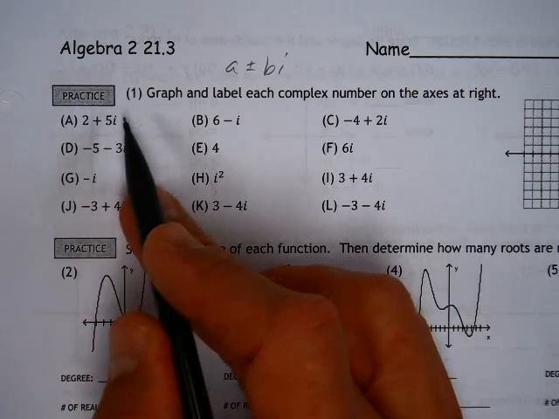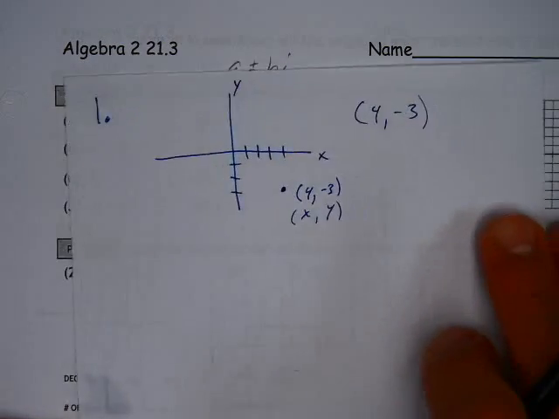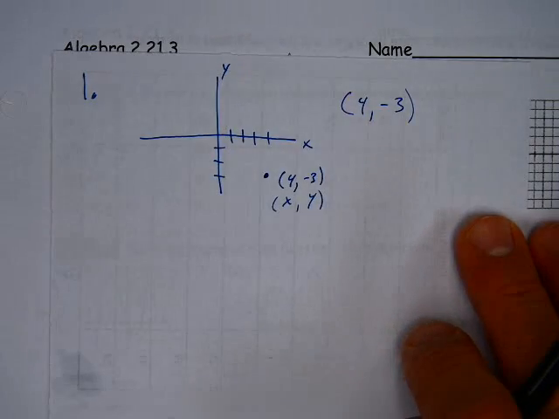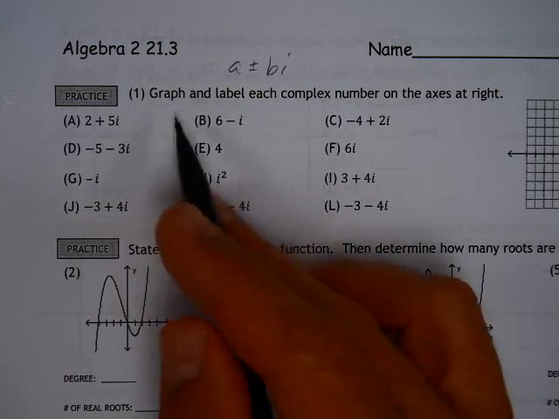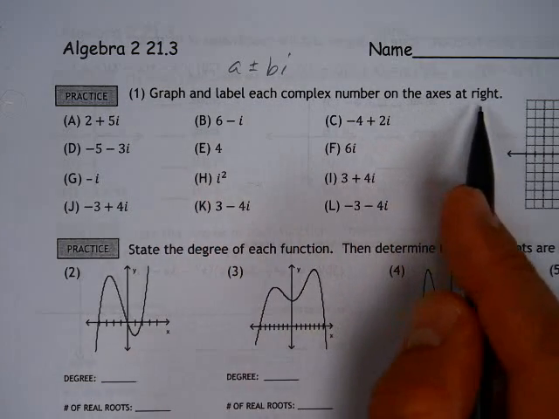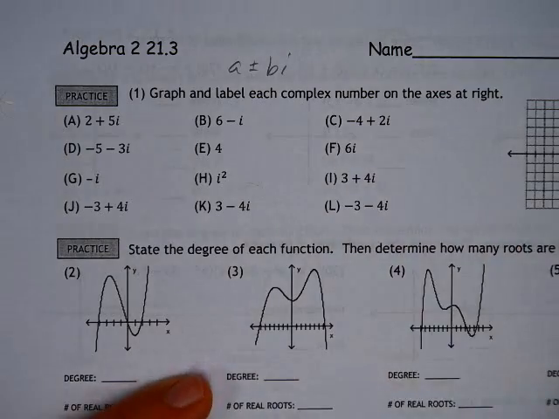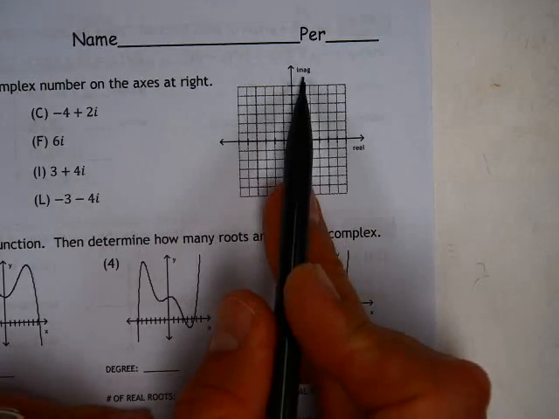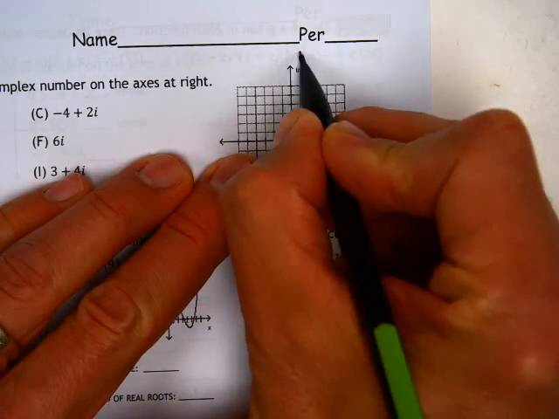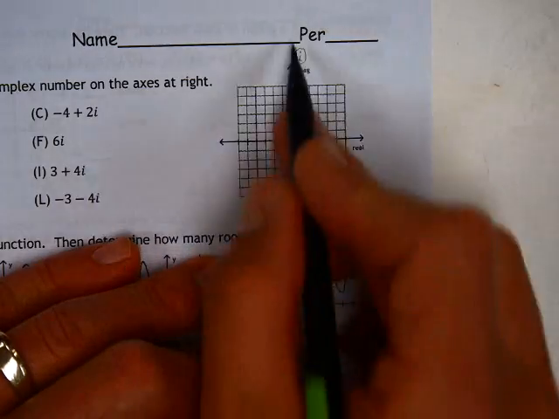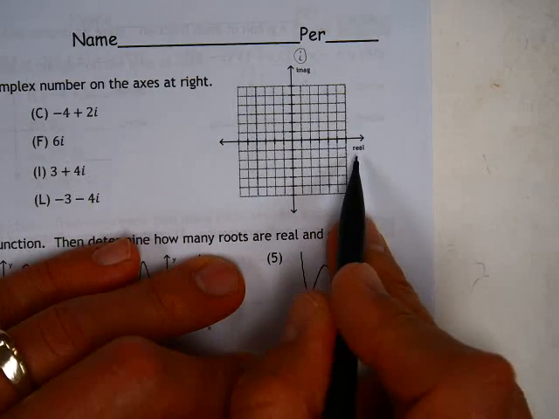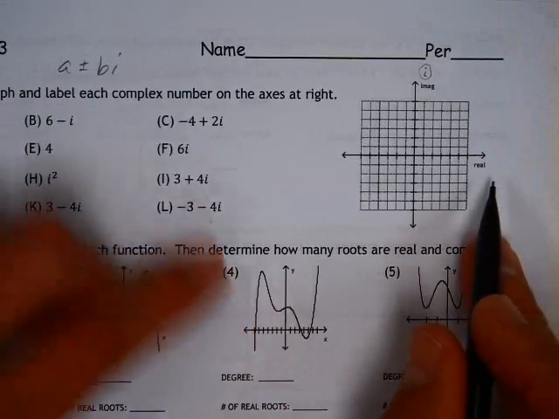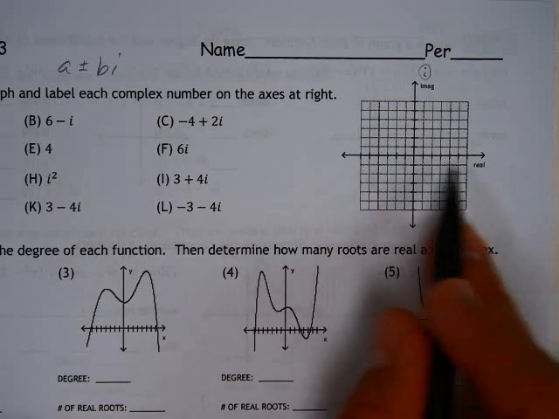And like I did just a moment ago, plotting an x and a y value, if you know where x is and where y is, and you know which of these is x and which is y, then you're basically doing the same thing when I ask you to graph and label each complex number on the axis at the right. Additional information that might be important is that this is the imaginary axis. In other words, if it involves i or if it's the b value, then we're going to use that as up and down. If it's real, meaning it's the a value of our a plus or minus bi, then we're going to go back and forth.